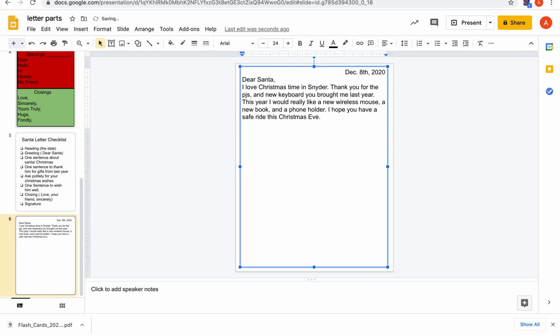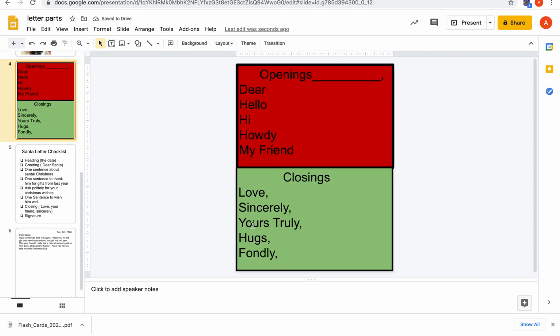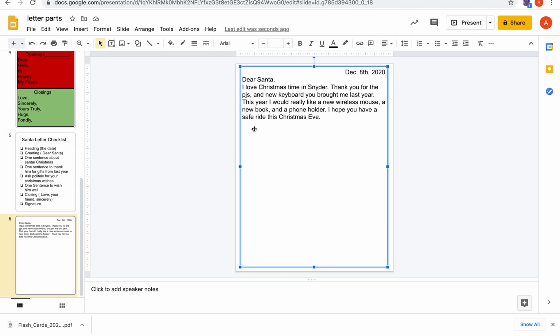Now it's time for my closing. Okay? Now, I have to capitalize my closing. So I'm going to look through. Now, I don't know that I want to end it with love, because I don't know that that would be a correct response for Santa, but I think this one, sincerely, would be a really good closing. You can choose whichever one you want. Sincerely, Mrs. Ford. Okay, I spelled that wrong, but it corrected me.